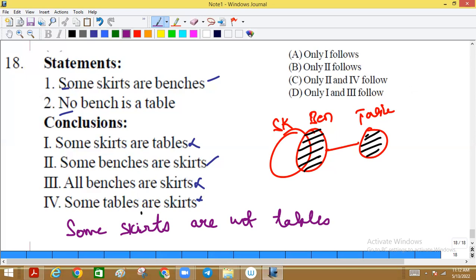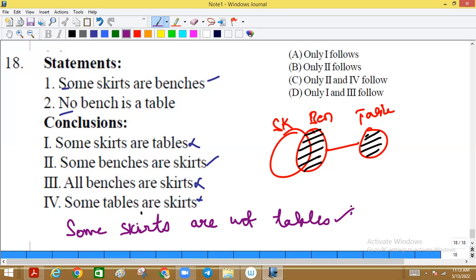How? See, these are skirts only. Take this section. These are skirts only. These skirts can never be tables. Yes or no? The skirts which are benches can never be tables. Is it correct or wrong? When it is 100% correct, how does either-or come? No, right? So this is correct.